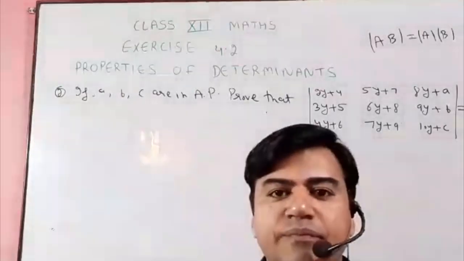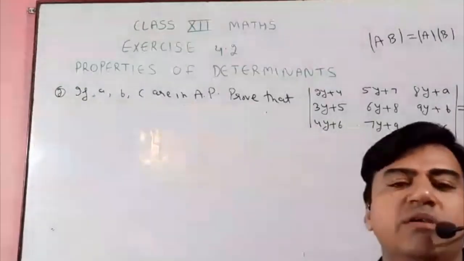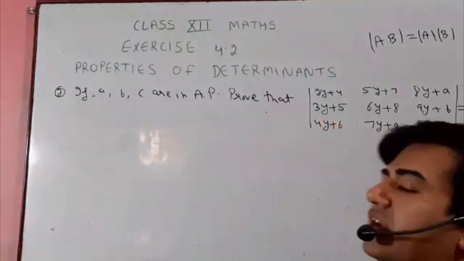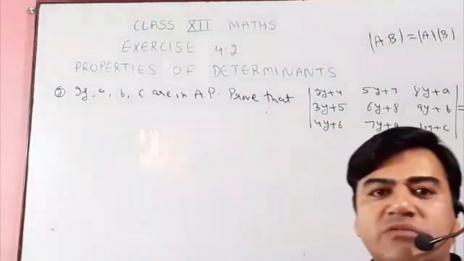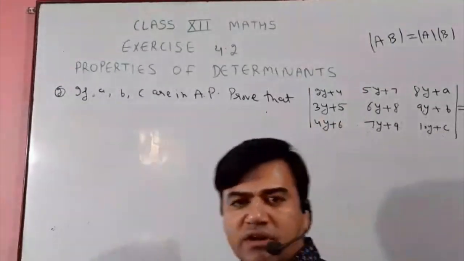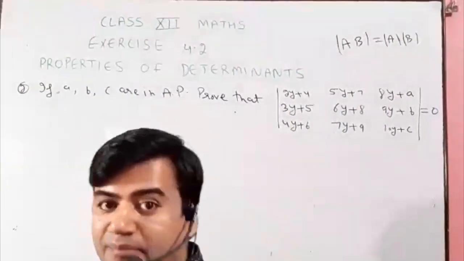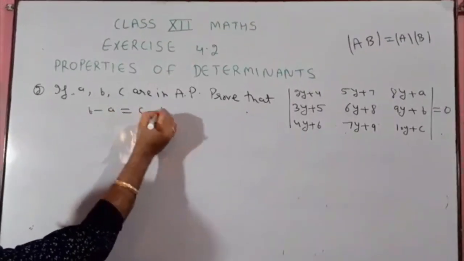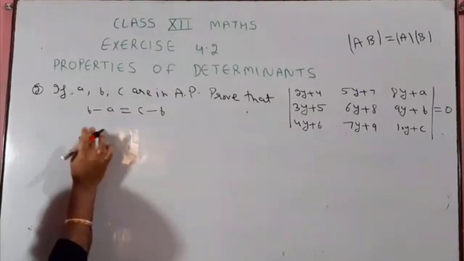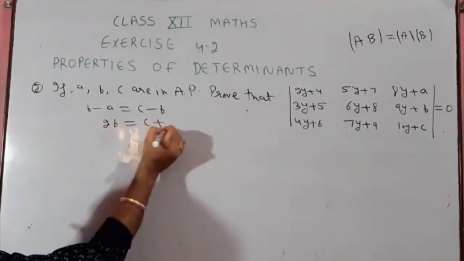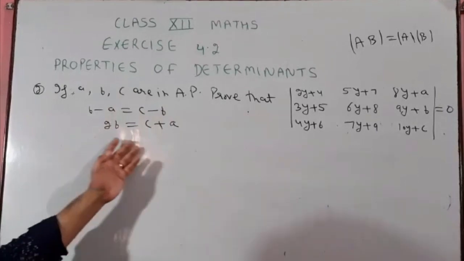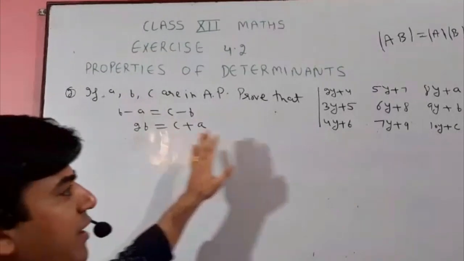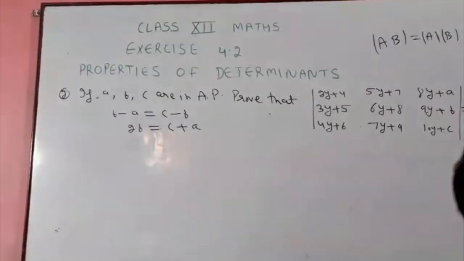Next question is, if A, B, C are in AP, then prove that the value of this determinant is equal to 0. You know what is the condition for A, B, C to be in AP? For three numbers to be in AP, B minus A must be equal to C minus B, or you can see 2B equal to C plus A. This is the condition of AP, or you can say given A plus C equal to 2B, and we have to prove this equal to 0.